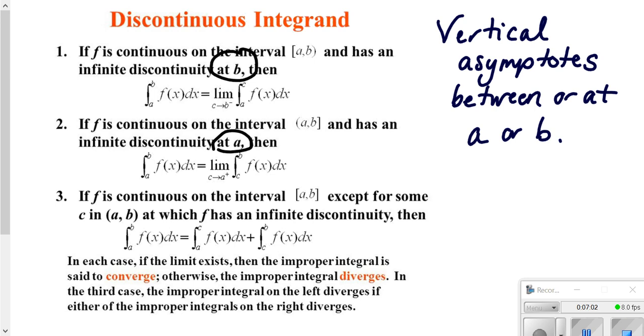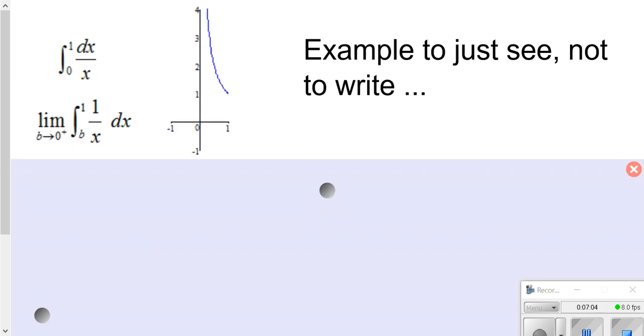Rather than read those in general, I would like to do a slew of examples with you. This example is not written out in your notes. This is just to see. Okay, so just take a look at it with me. So if I have the function 1 over x, and I am integrating from 0 to 1, well, the problem value here is 0. Okay, so the problem is this lower bound.